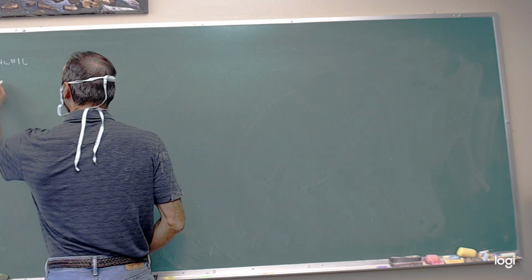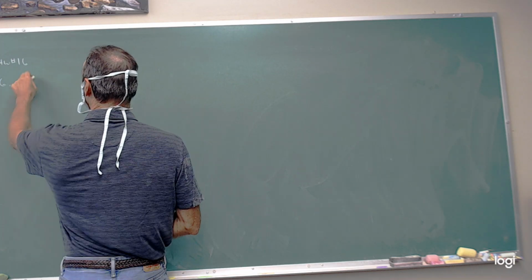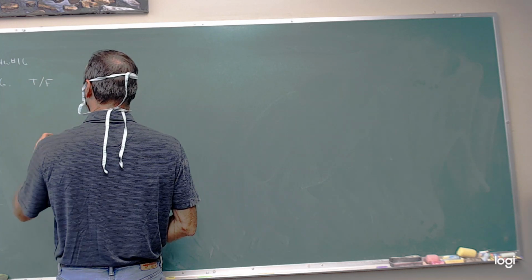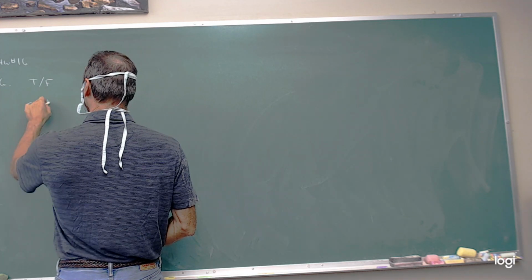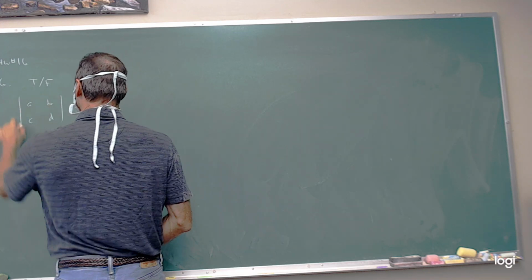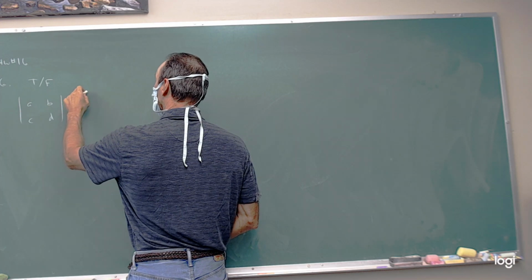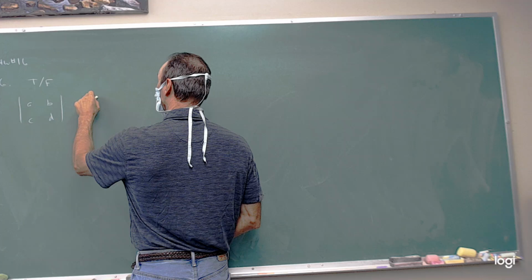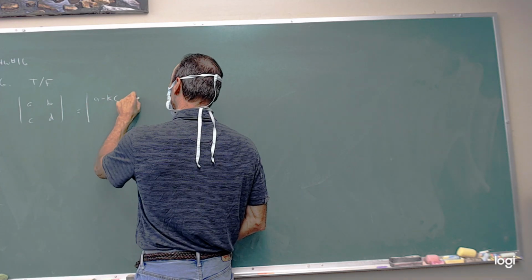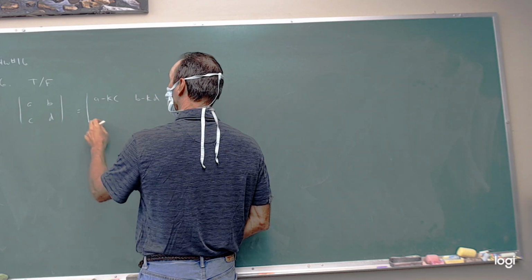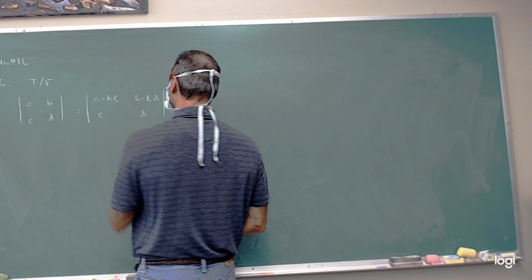Number 6 says true or false, and it has a determinant with A, B, C, D. It equals another determinant with A minus KC, B minus KD, and then C and D, for every real number K.